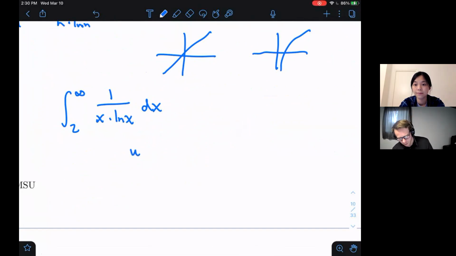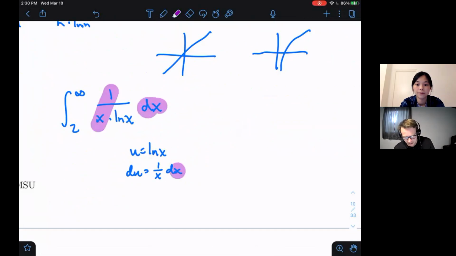So if I let u be equal to the natural log of x, notice that du, 1 over x dx, is hanging around this problem. So we have this 1 over x dx, that's our du, very nicely hanging around this problem. So this is going to be equal to the integral of 1 over u du. So again, instead of the natural log, I write u. Instead of the 1 over x dx, I write the du.